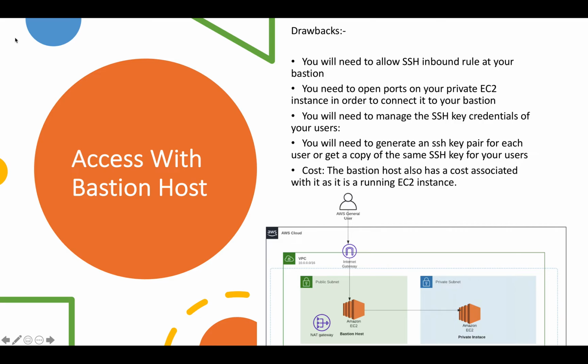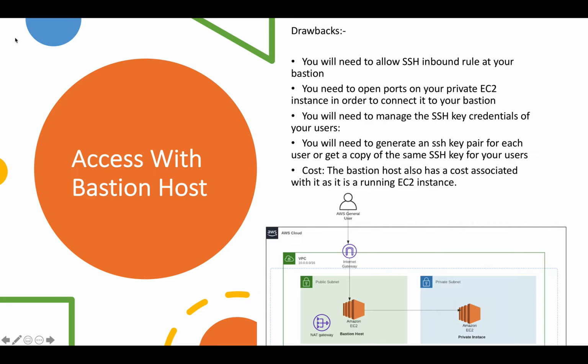First, you will need to allow an SSH inbound rule at your bastion host from the public world. For example, let's say somebody made a mistake and opened up port 22, or 3389 for Windows, from all over the world. Hackers can easily hack your bastion host, and from the bastion host, they can easily access your private EC2 instances. That's one of the major drawbacks, what I see as a security threat using a BastionHost.